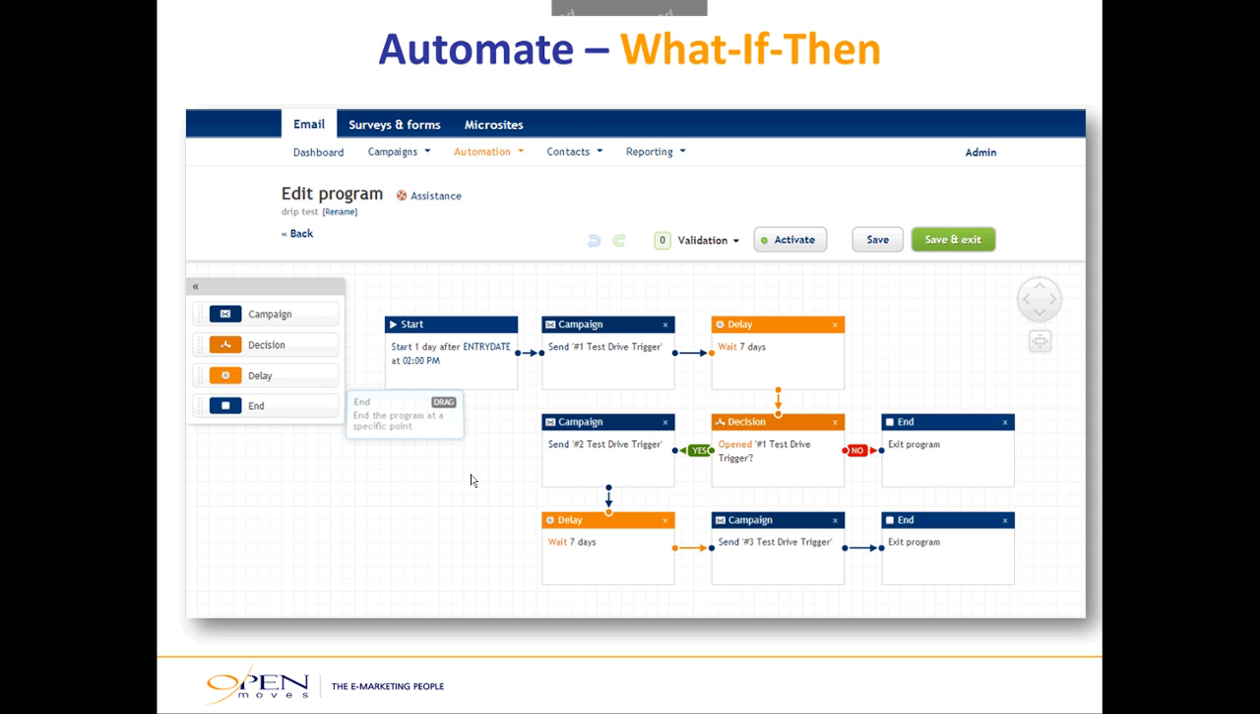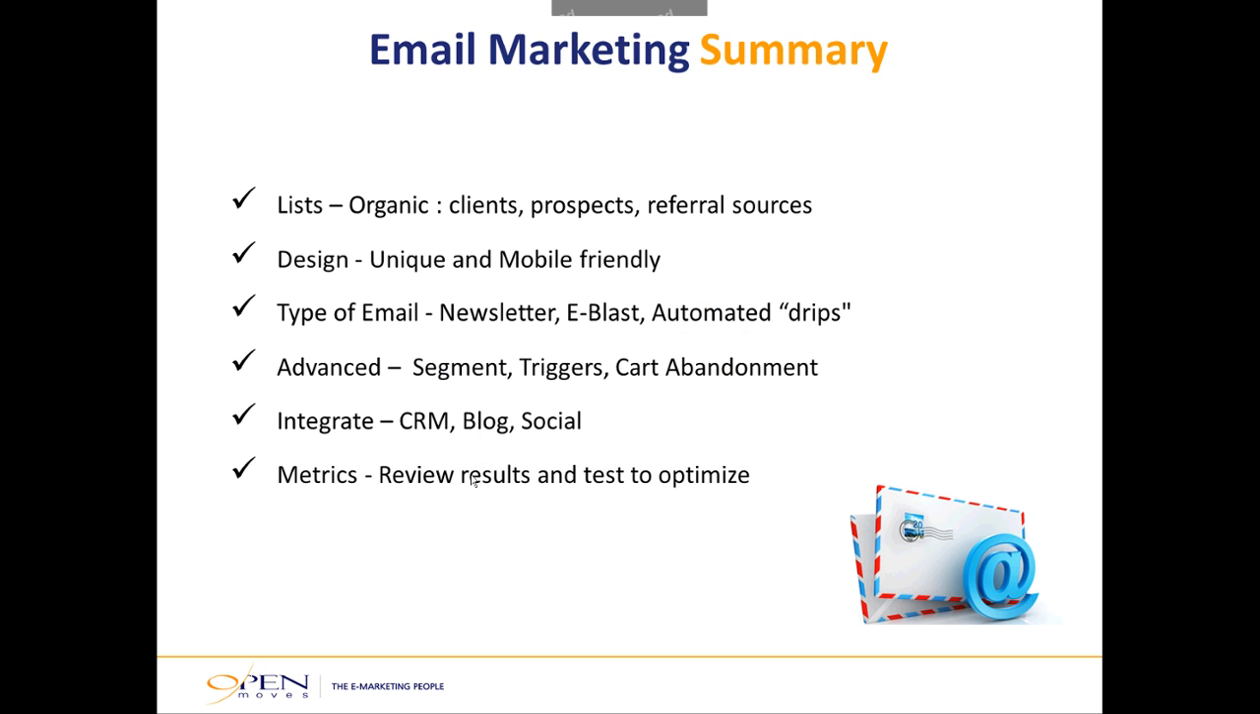So in summary, what did we learn? The first thing is your list. Clearly what I mean by organic list: don't buy a list or rent a list if you can help it. And then maybe segment your list based on clients, prospects, referral sources. Think about a design, whether your design needs to be unique, of course, very much mimicking your homepage. And then it should be mobile friendly because the trend is clearly that it's already a very high percentage of mobile readers and it's only going to increase.